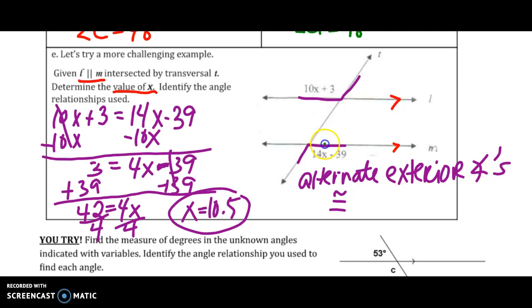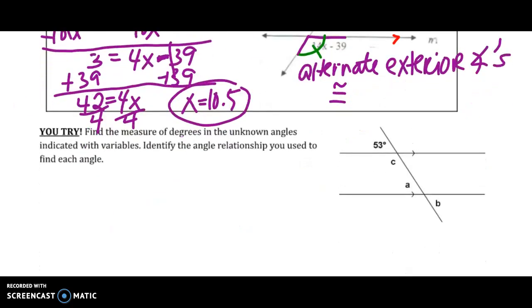Another way you could have done this is this angle and this angle are corresponding, which will be equal because the lines are parallel. And then you have vertical angles here, and here. So we know those would be equal. That's the second way that you could have thought about this.